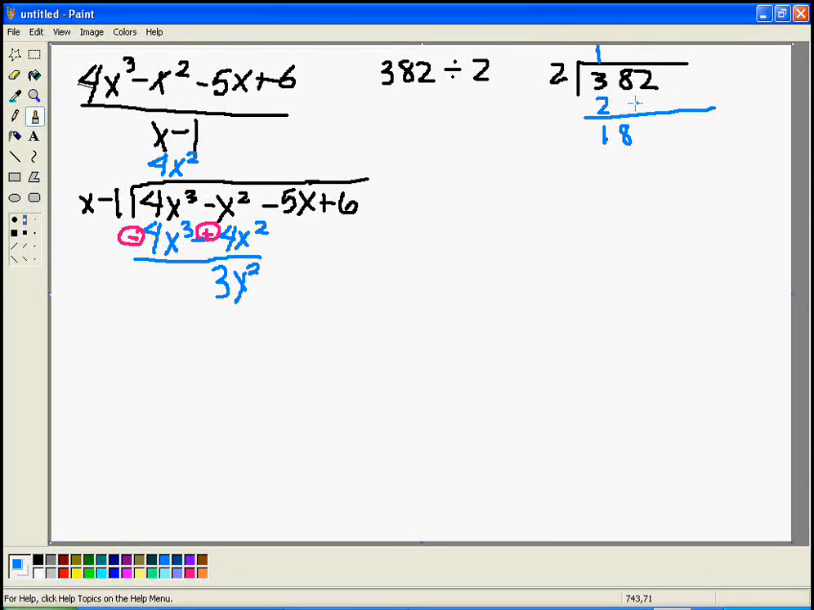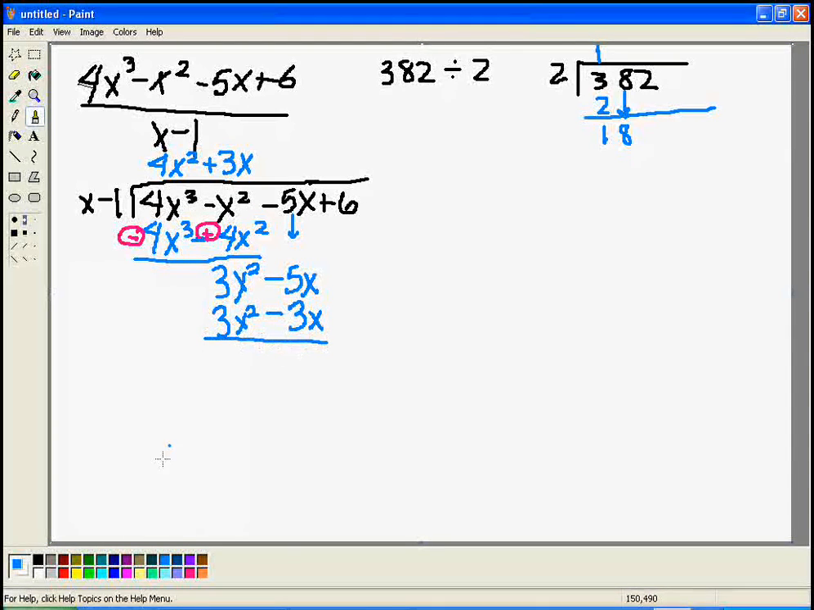And now, just like we did over here, our next step is to bring down that next term, minus 5x. So now we're back up here. What times x is going to give me a 3x squared? Well, I know I'm going to need a 3. Alright, so I put the plus 3, because 3 times x is going to give me 3x. And I know I need an x in order to get the x squared part. Okay, so now I multiply that. 3x times x gives me 3x squared. And now 3x times the negative 1 gives me a minus 3x.